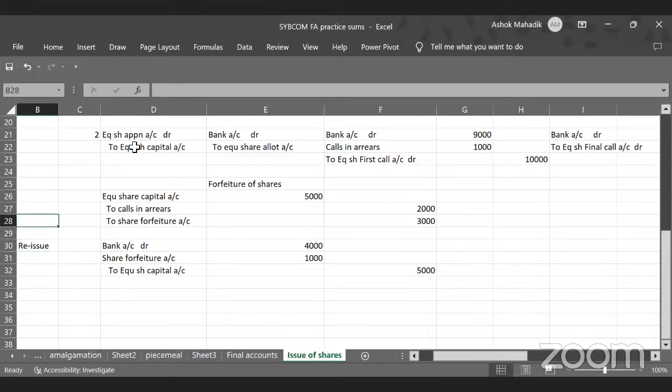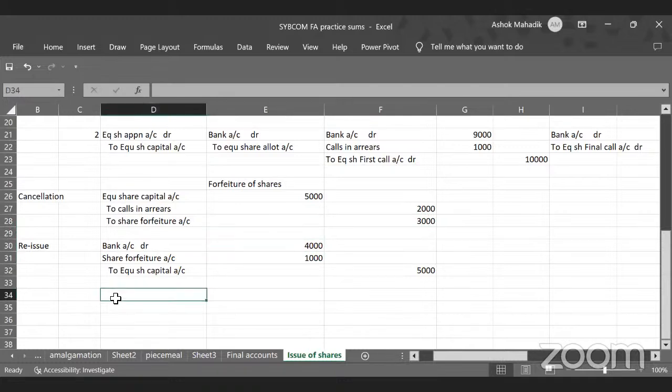There is only one entry for cancellation of share capital. Clear? Now those shares are reissued. So this share forfeiture account, which had a 3,000 balance, we used 1,000 out of it. So now still 2,000 is left in that forfeiture account, and those shares are no more forfeited. They stand as if they are share capital. So that balance of 2,000 in the share forfeiture account will be transferred to capital reserve account.